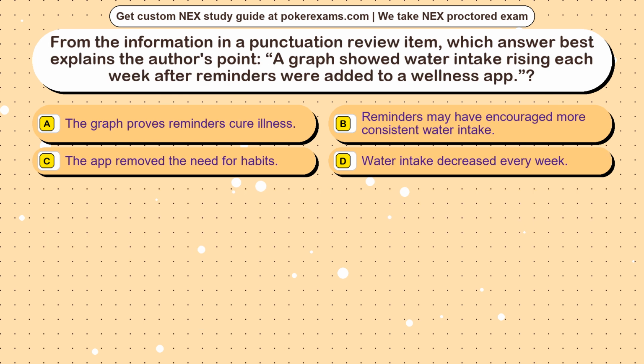Question 22. From the information in a punctuation review item, which answer best explains the author's point? A graph showed water intake rising each week after reminders were added to a wellness app. Option A. The graph proves reminders cure illness. Option B. Reminders may have encouraged more consistent water intake. Option C. The app removed the need for habits. Option D. Water intake decreased every week.